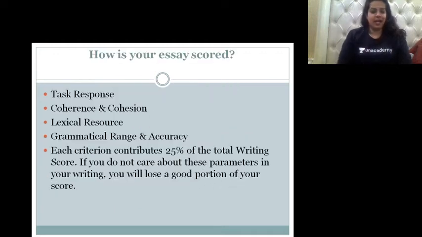Now, the next one. How is your essay scored? Well, your essay is scored on the basis of your task response. Then, what is task response? Task response means how you are responding to your task. Are you addressing the question?